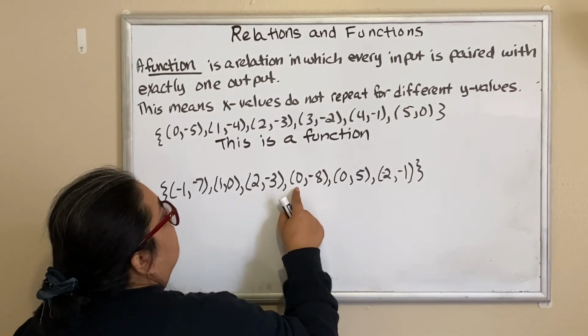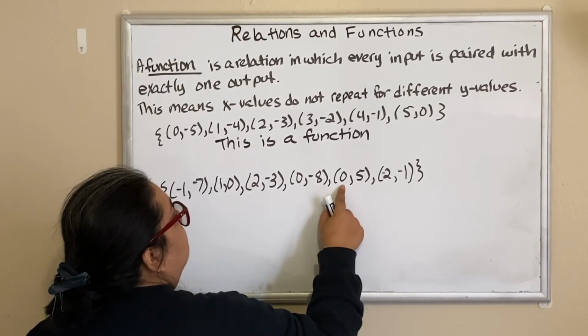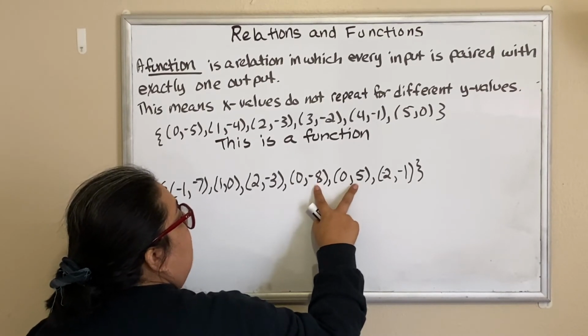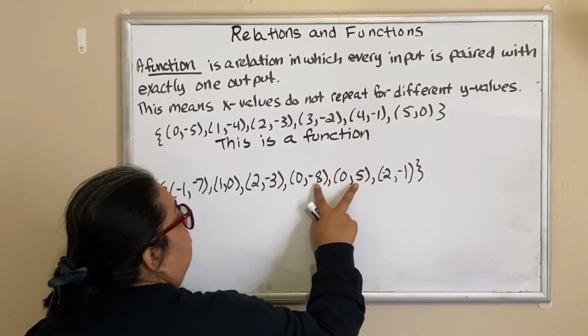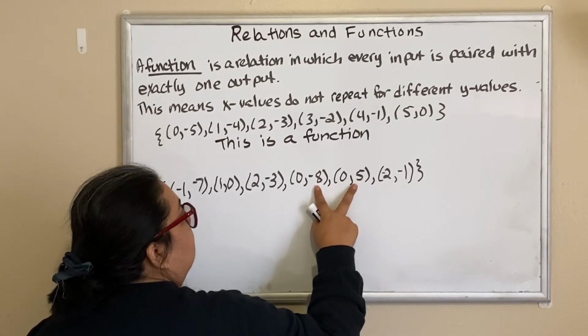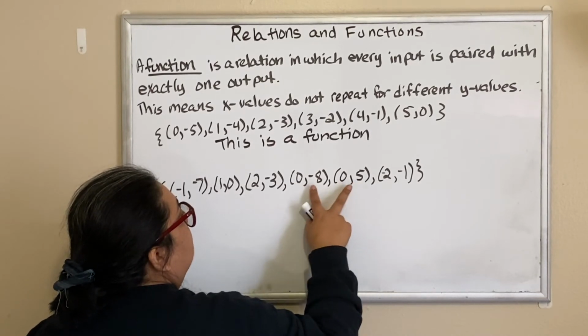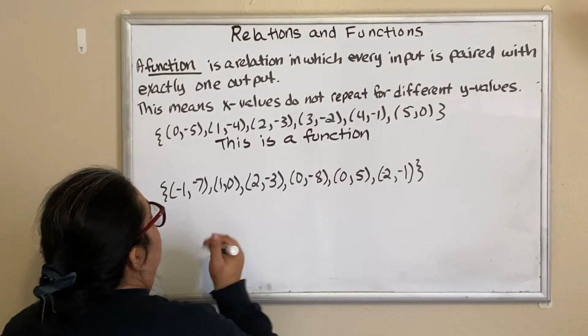0 repeats right here. So now we have to check closely. Are these the same value or are they different values? If they are the same value, that's okay. It could still be a function. But if they are different values, then it is not a function. So 0 repeats for different values of y. This is negative 8, this is 5, so this is not a function.